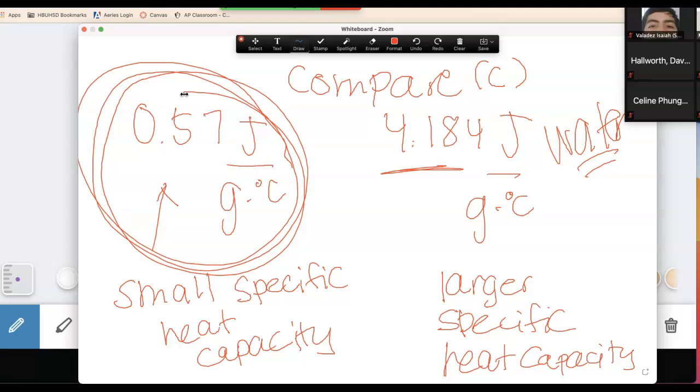I mean, you probably wouldn't want to touch either, to be fair. But the gold will get hotter, and that's because it has a small specific heat. It heats up really easily. It requires little energy to get it to change temperature. This is like a low energy. Okay?